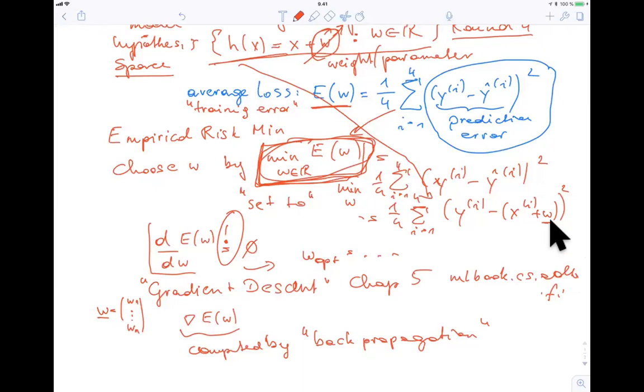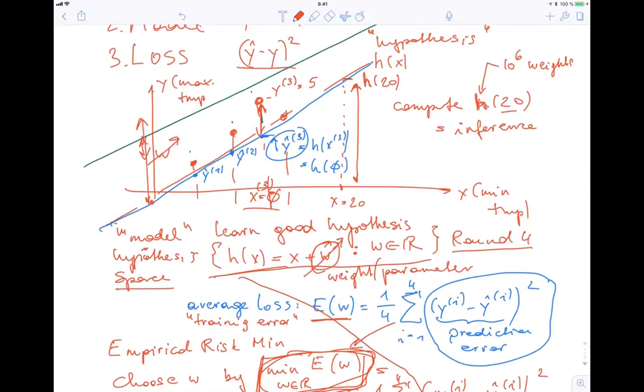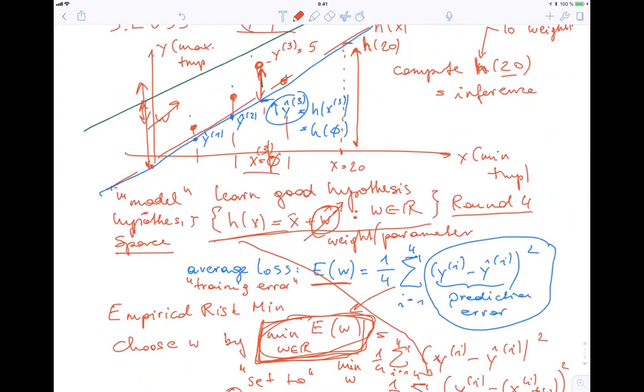So there's one question: does the minimization of this error E of W only give you the term that puts the linear model in the right place on the y-axis? How about the slope? Yes, in this case we only use one weight, which is the offset. So here choosing W means we move the straight line up or down, but we do not change the slope. So the slope is fixed to one.